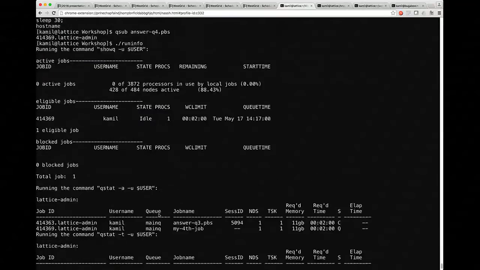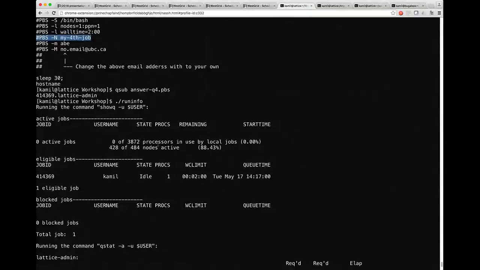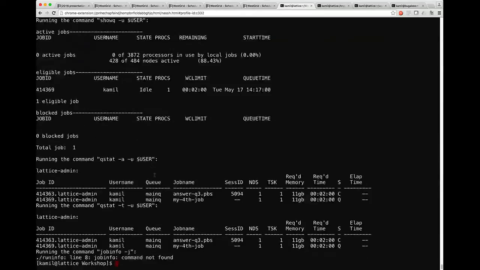Now, if we look at the output of our commands after we submitted it, we see that my fourth job actually has a different name. In the qstat output, you see the job name, not the script it was started with. So in a lot of these commands, if you want to see your job name in the output, you could set it. Sometimes useful for organizing your jobs.